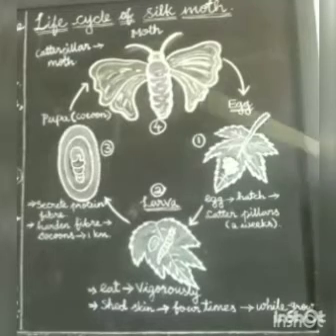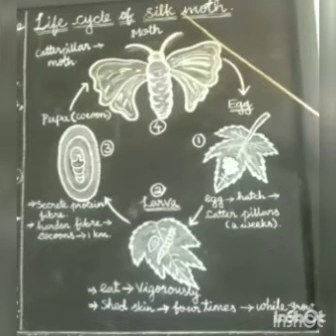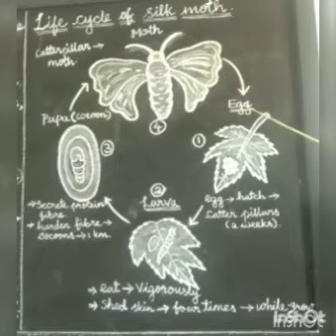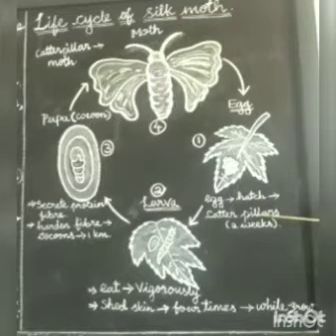We see the life cycle of the silk moth. In the first stage, egg. The female silk moth lays a large number of eggs. In about 2 weeks time, the fertile eggs hatch into caterpillars.